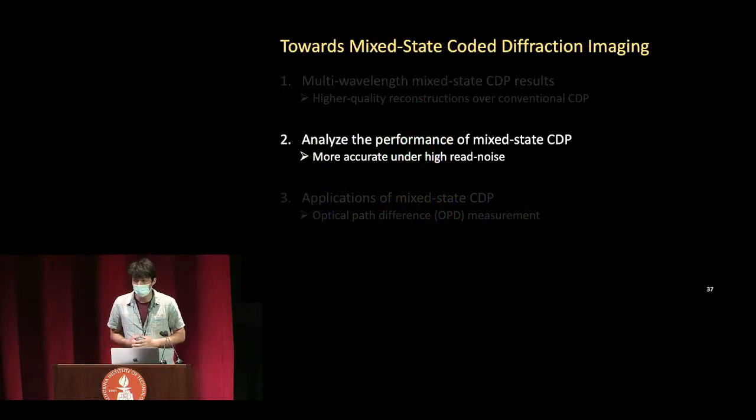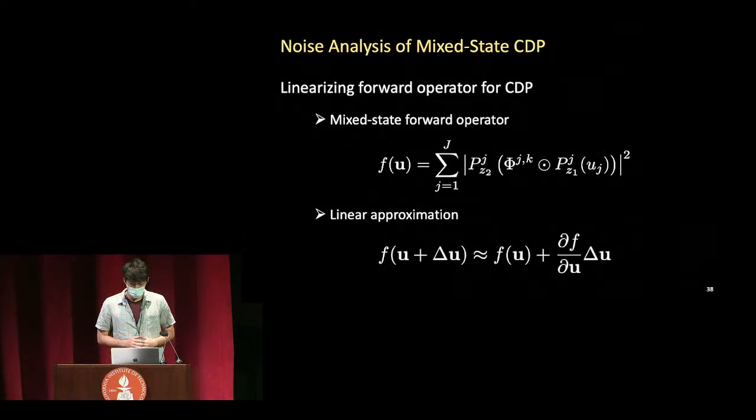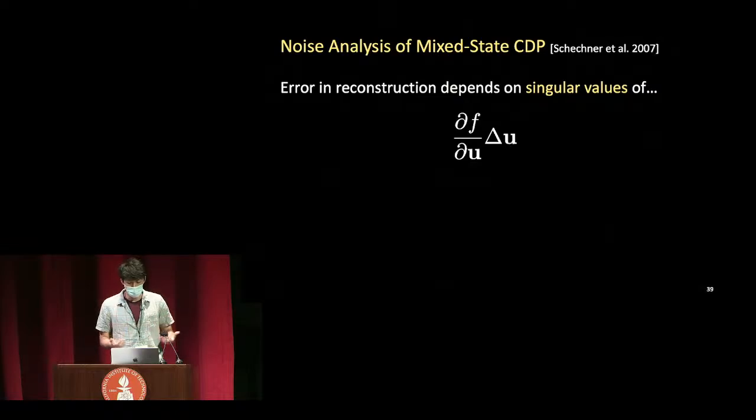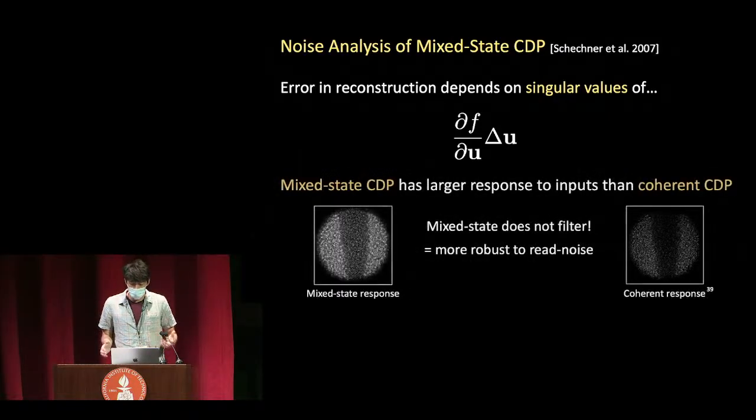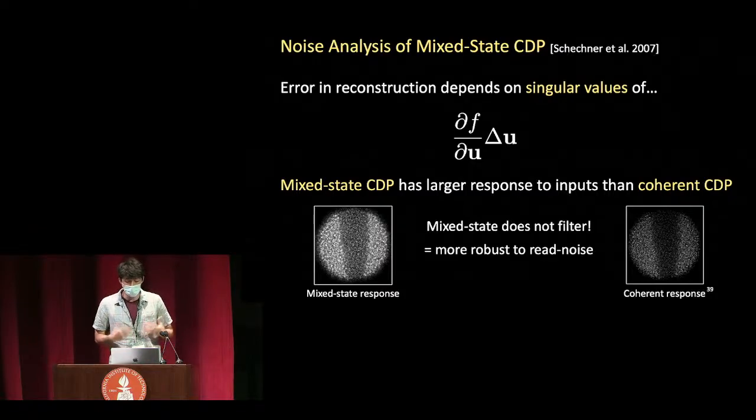Next, we analyze the behavior of mixed state CDP under signal-independent read noise. Here, we first make a linear approximation of the mixed state image formation model that we discussed earlier. And using a similar derivation to Schechner et al., we show that the reconstruction error depends on the singular values of the linear approximation. On average, the mixed state CDP linearization has a larger response to its inputs than coherent CDP, since mixed state CDP does not filter light. This suggests that under the right conditions, mixed state CDP is more robust to read noise. We refer readers to our paper for more details.